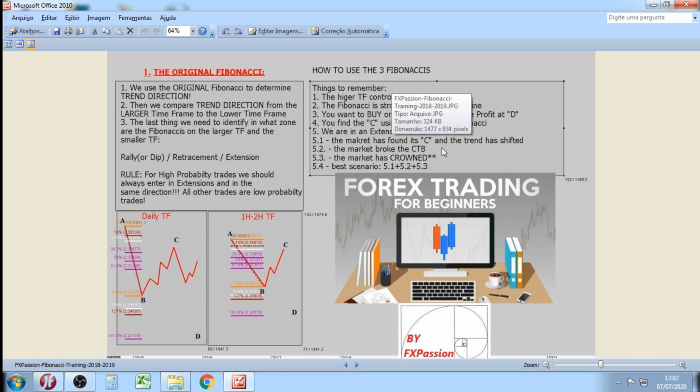And things to remember, number one, the higher time frame controls the smaller time frame. Number two, the Fibonacci is stronger than the trend line. Number three, you want to buy or sell the C and take profit at the D. And number four, you find the C using the Contrarian Fibonacci. So today we are going to learn about the Contrarian Fibonacci.